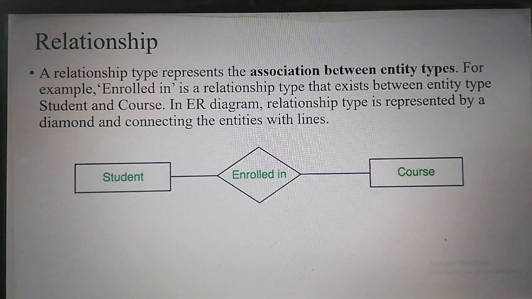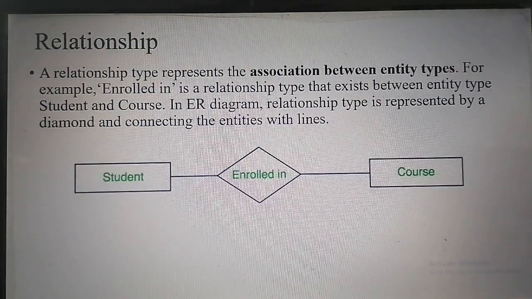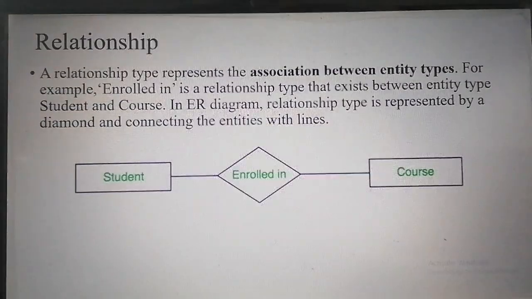Next is the relationship, which actually represents the relation of two different entities. As you can see here, student and course are two different entities which have some relation common between them, which is enrolled in. So here a student takes enrollment in a course. The information of enrollment will be represented by the help of a relationship.